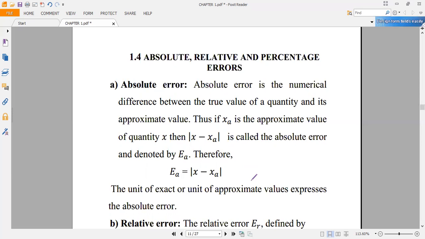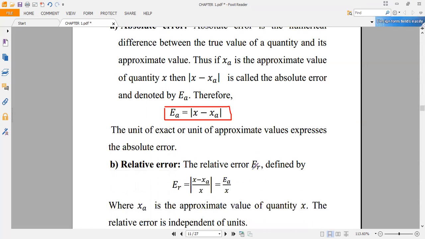Numerical difference means the absolute difference between the exact value and its approximate value. So the absolute error is the absolute value of the error, which is |x exact minus x approximate|, and the unit of the absolute error is the unit of the exact value.